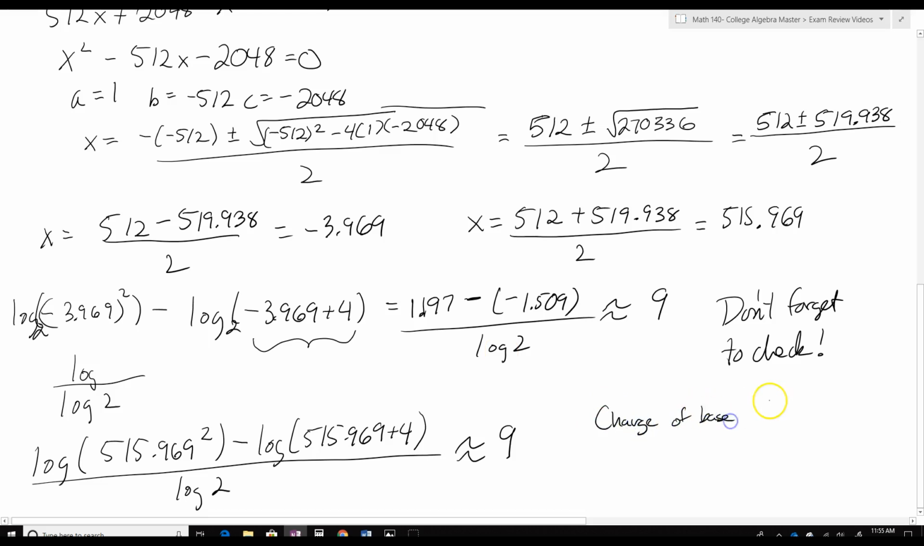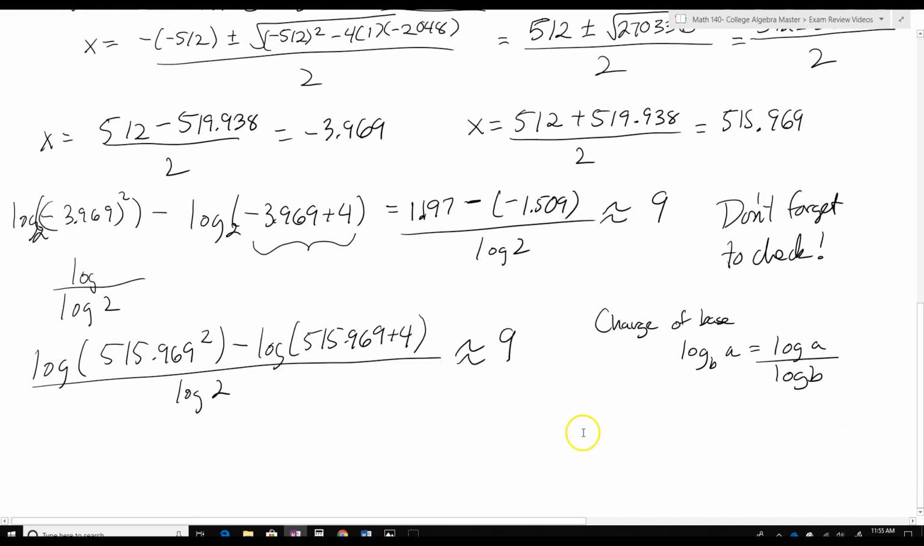And so how change of base works, so that you can use your calculator, is to say, okay, so log base b of a is equal to log of a over log of b, right? So that's how that's going to work. And then I did the same thing for the other one, and both gave me approximately 9. Now, remember, I did some rounding, so I'm not going to get exactly 9, but it gives me awfully close. So consequently, that gives me the answer and tells me that my answers here are x equals negative 3.969 and 515.969.